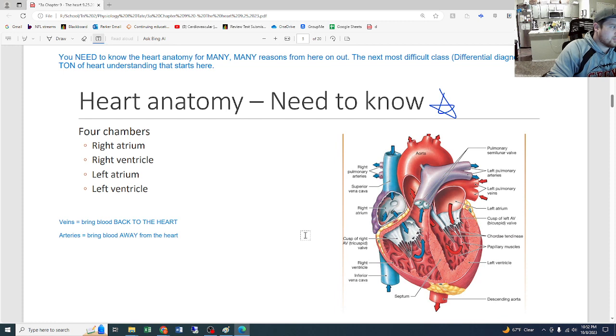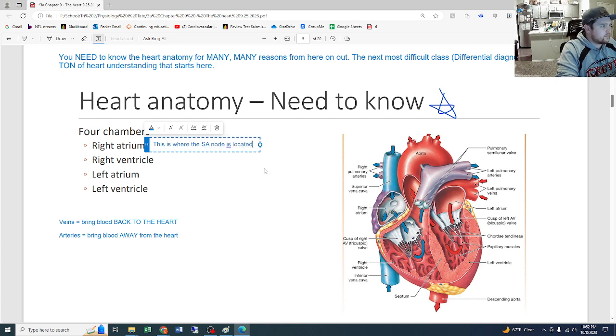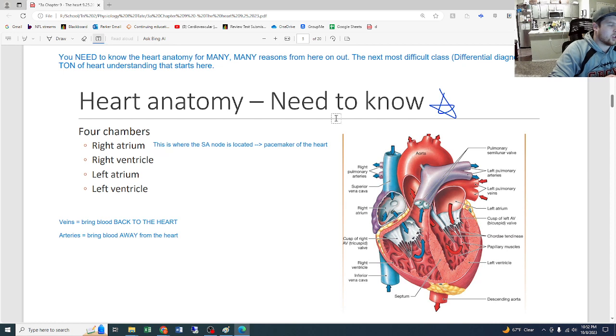From the right atrium, the important thing to note about the right atrium is that this is where the SA node is located. The SA node is known as the pacemaker of the heart. It is where you have a large density of those autorhythmic cells, those pacemaker cells. That will start the contraction of the heart.